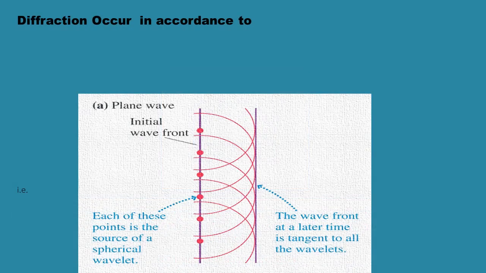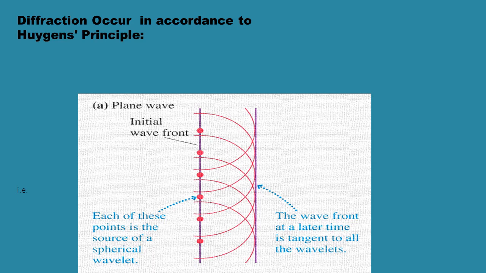Diffraction occurs in accordance with Huygens principle, which says that every point on a wavefront may be considered as a source of secondary spherical wavelets, which spread out in the forward direction at the speed of light. The new wavefront is the tangential surface to all of these secondary wavelets.